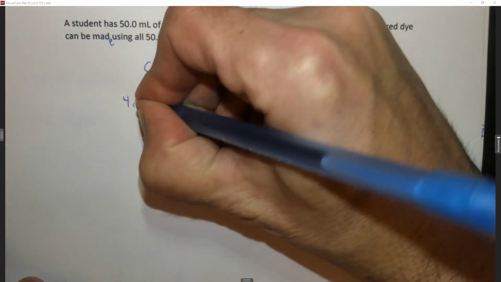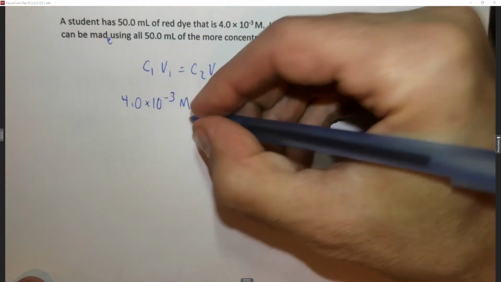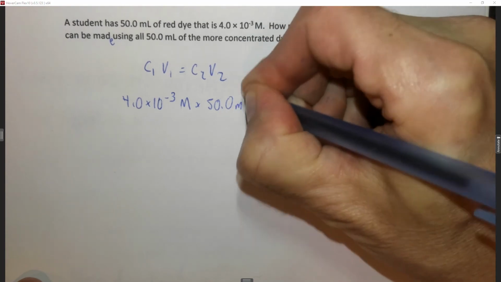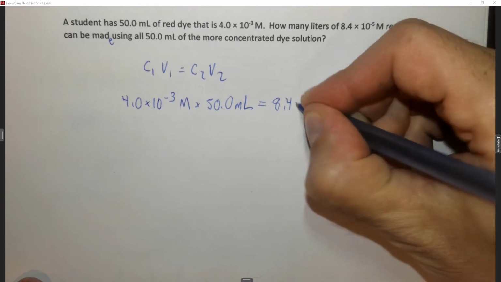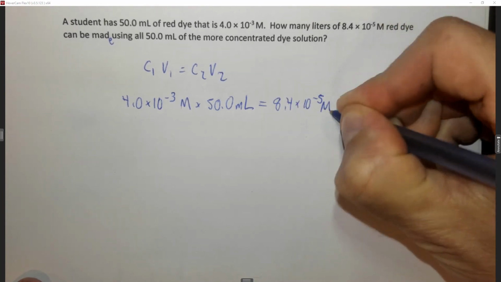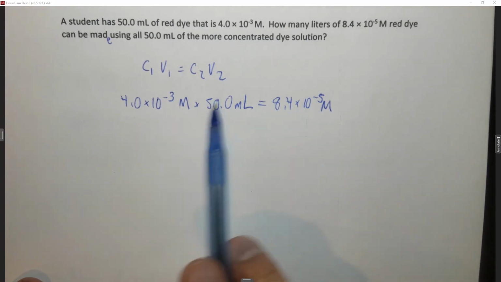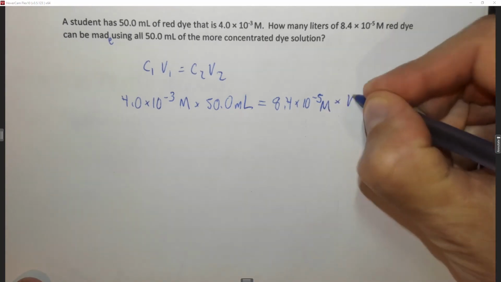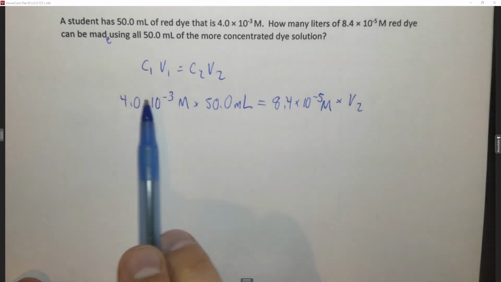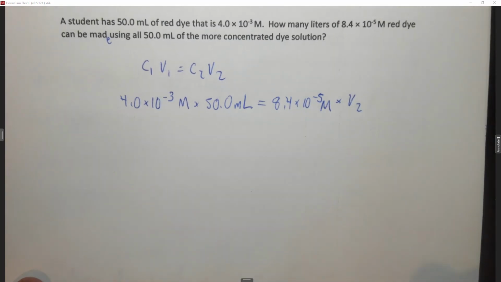So plugging in, C1 is 4 times 10 to the minus 3 molar. V1 is 50 milliliters. C2 is 8.4 times 10 to the minus 5 molar. Make sure when you're typing these in, you're using the EE key or the 10 to the X key, depending if you have a Texas Instrument or Casio calculator. And V2 is our variable. You're going to have two numbers on one side and a number next to a variable on the other. Multiply these two together and divide by the one next to the variable.